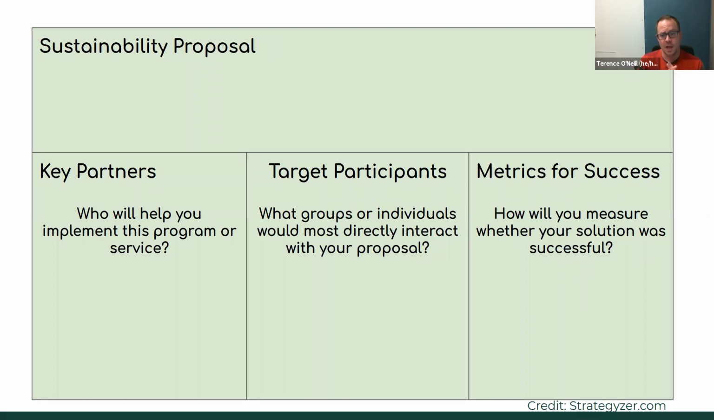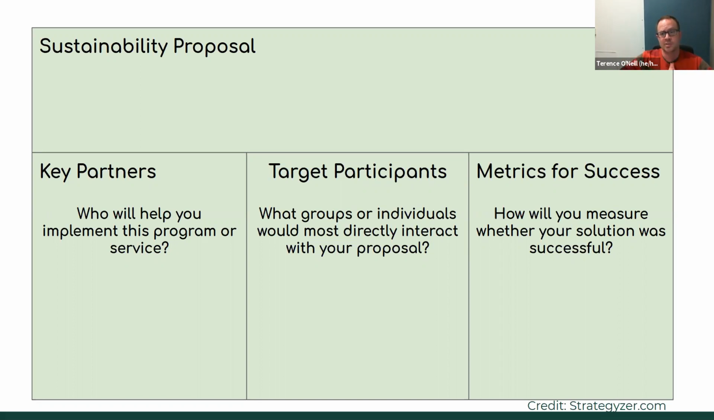And then this last segment here is metrics for success. So how are you going to measure whether your solution was successful? You may not be able to measure the ultimate outcome, but how can you get some numbers, get some data? What can you track to get a sense of whether or not it's working? So these are the 4 areas.